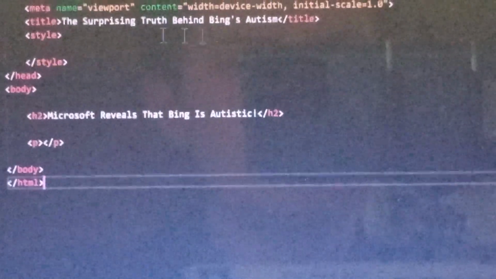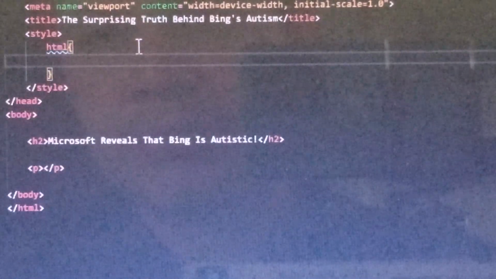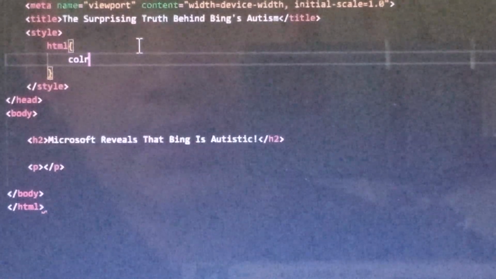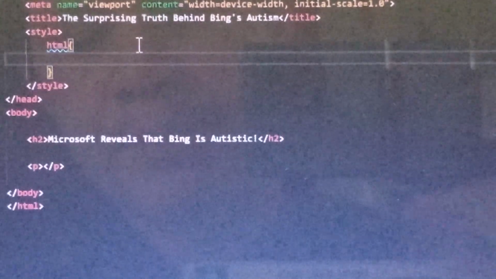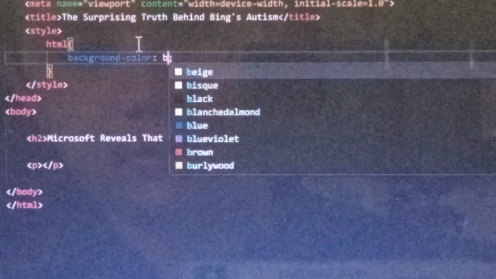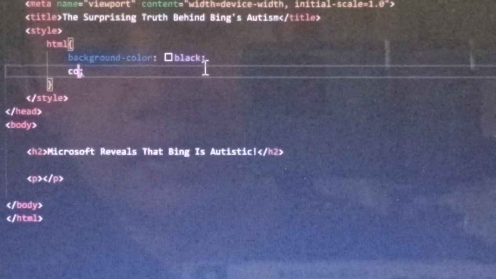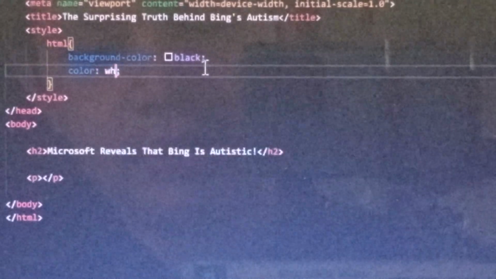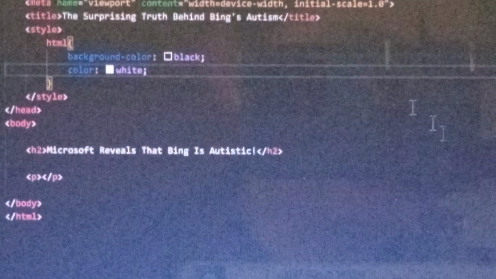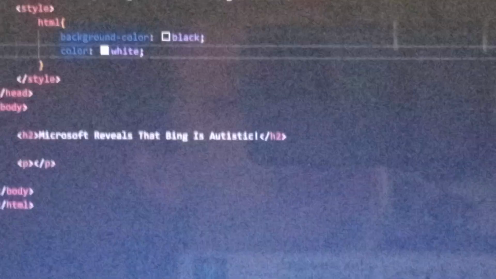So, anyways, we're gonna need some styling. We're gonna style the HTML itself, and anything that comes after will inherit. So we want the color of the background to be black. And we'll do color white. And I'll show you how that looks already. So if we go live and I zoom out, give it a moment, it is kind of slow.